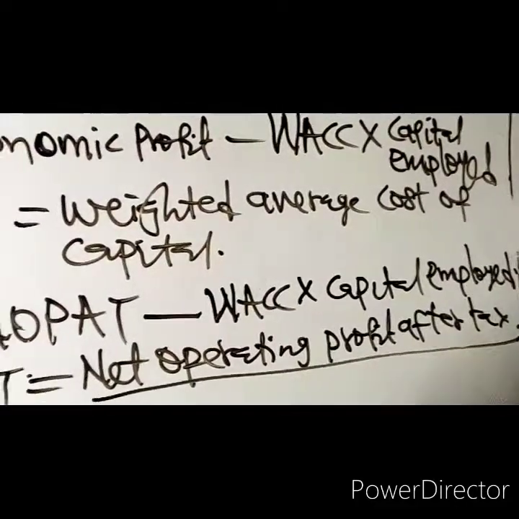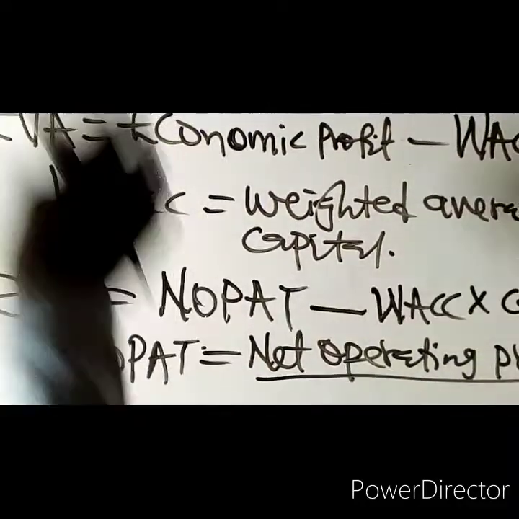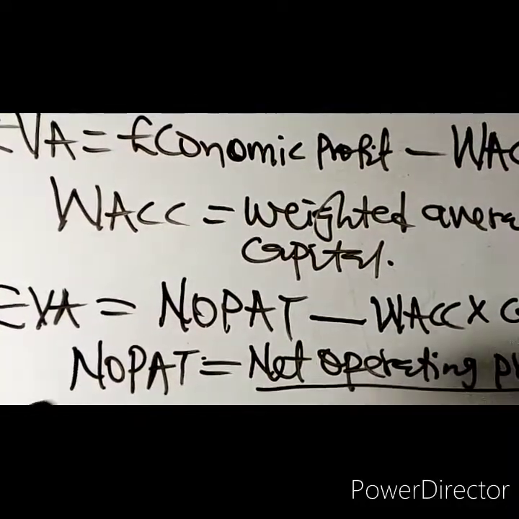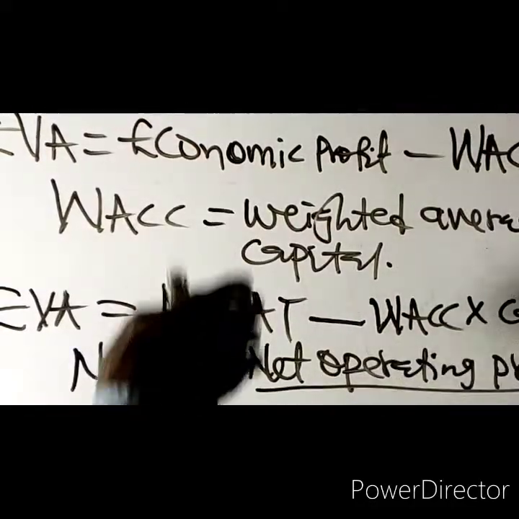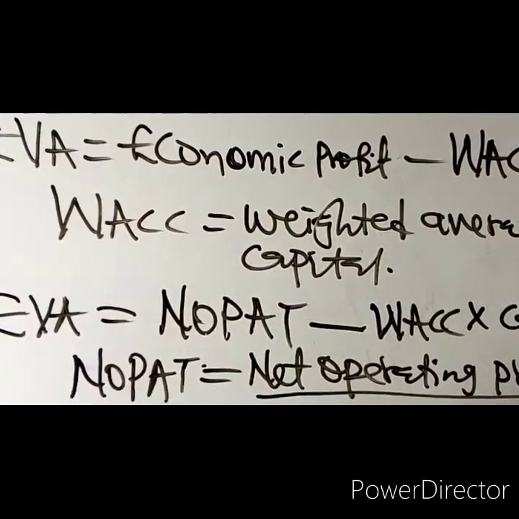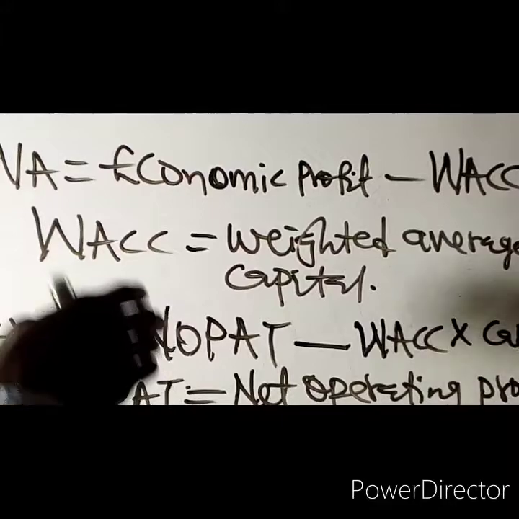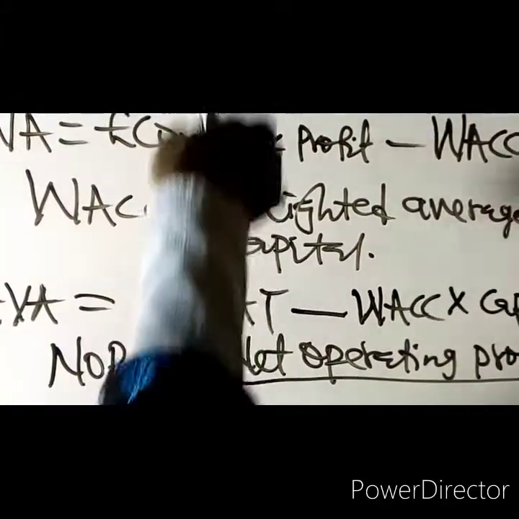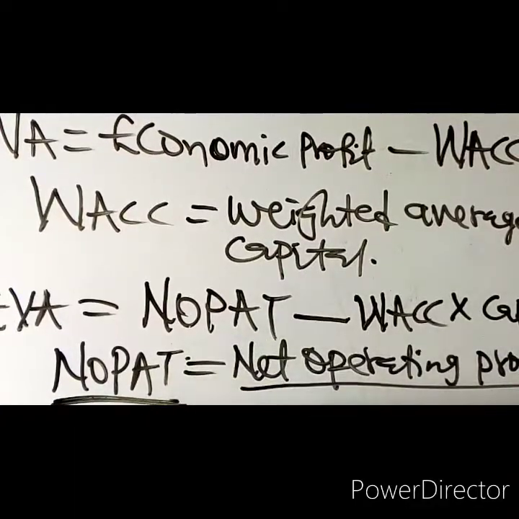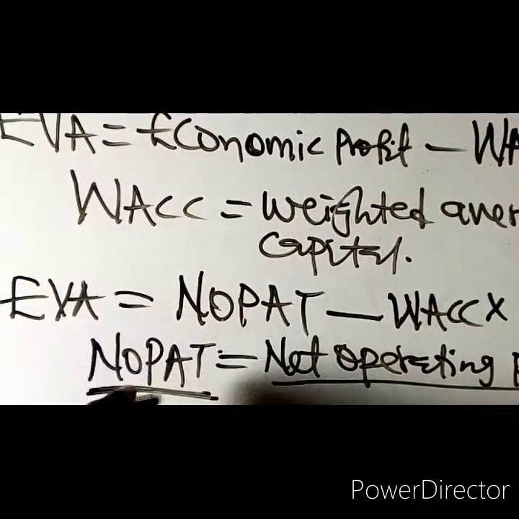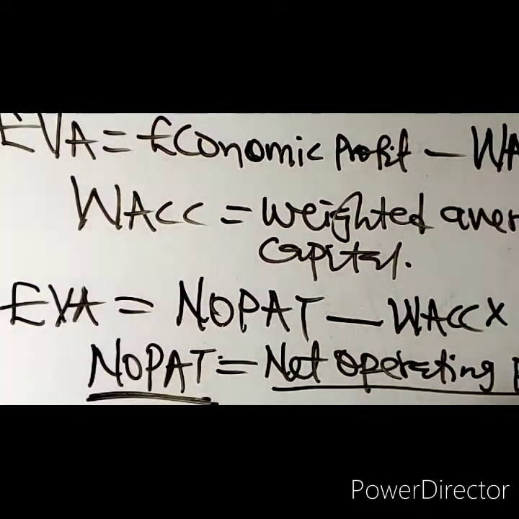To convert the accounting profit to economic profit, several adjustments have to be made. Adjustments have to be made to accounting profit to arrive at the estimated economic profit, because what we need is the economic profit, not the accounting profit.